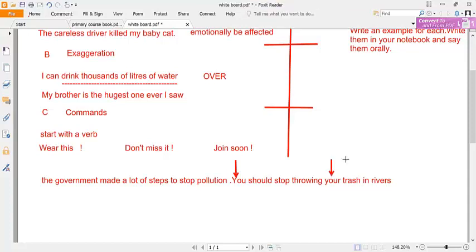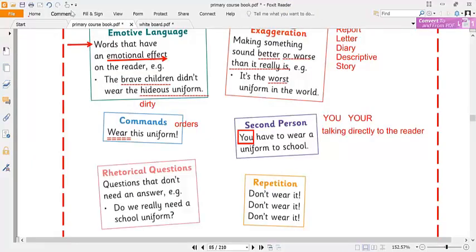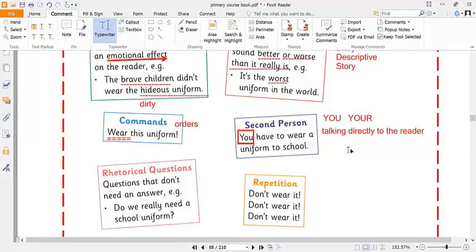But commands or orders don't use any subject. You always start with a verb: wear, don't, join. Understand, Kareem? Yes, mister. I was just asking so I can make a sentence about it. Yes, so you have to wear a uniform at school. So this is the second person. We agreed second person means saying you and your. When you talk directly to the reader, it is one of the persuasive techniques.